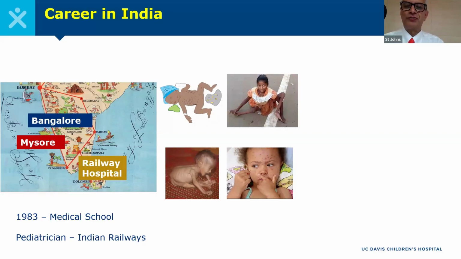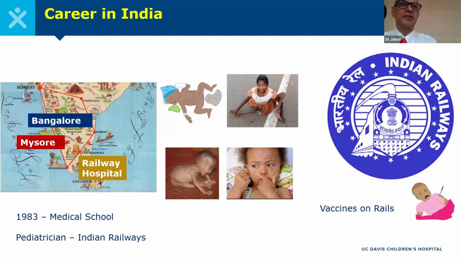And one of my jobs as a railway medical officer was to run this thing called vaccine on rails. So we used to have a small engine that went on rails. And we used to take all the vaccines with us and go from station to station and catch hold of kids and give them polio drops and DTP vaccinations, etc.